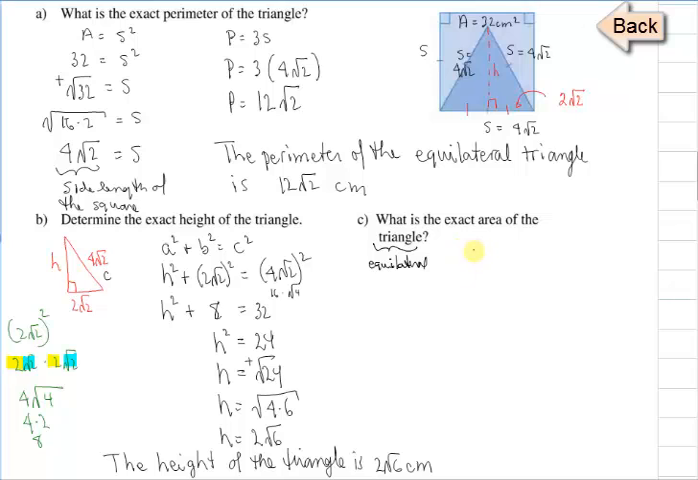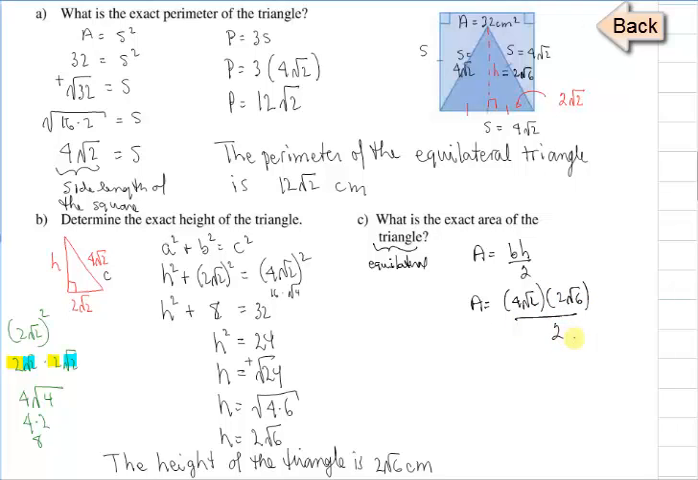The area formula for a triangle is base times height divided by 2. Our base of our triangle is 4 root 2, and our height is 2 root 6. So we're going to plug those numbers into our formula: base 4 root 2 times height 2 root 6, divided by 2.